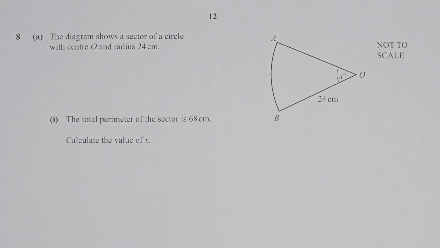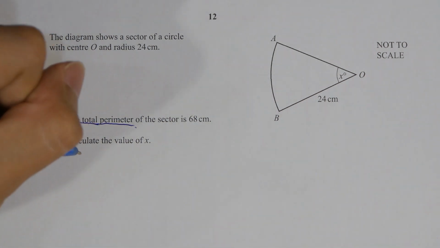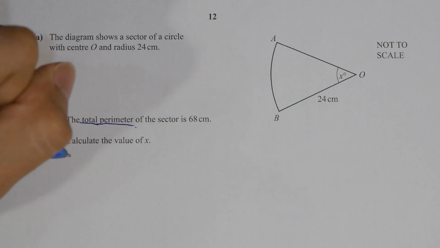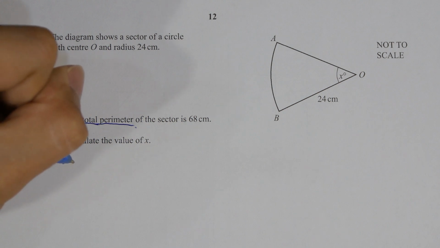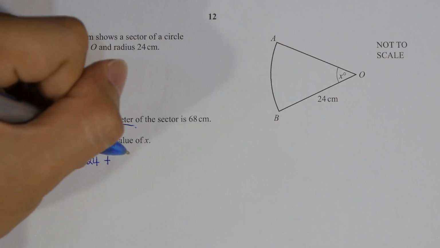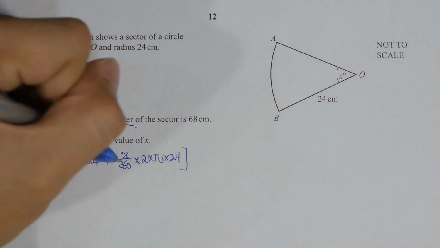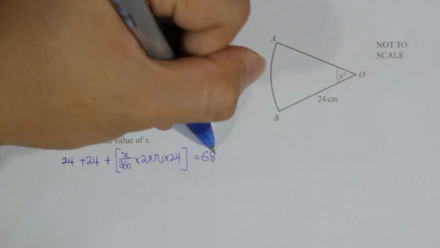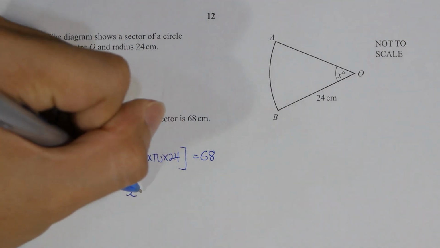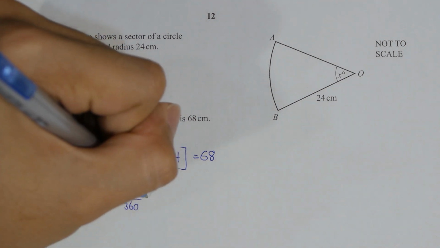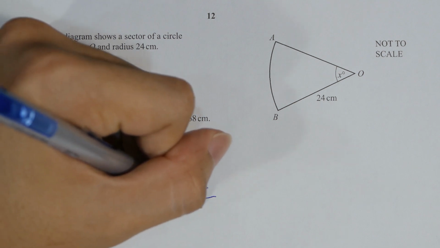Question 8a, the total perimeter of this sector is 68 cm. The tricky part is that the 2 pi r formula for calculating the circumference is for a full circle. So in our case, this is actually x over 360 times 2 pi r. Plus 24 and 24, which is BO and AO, will be equivalent to 68. After you run the calculation, you'll get the angle as 47.75.